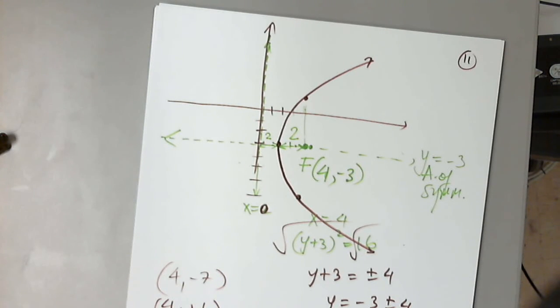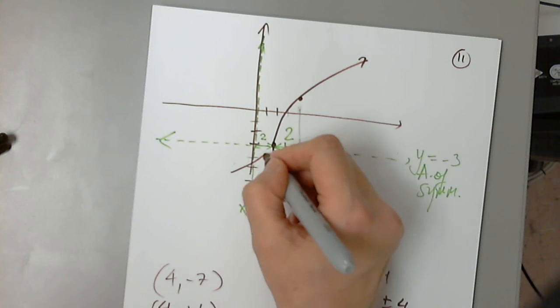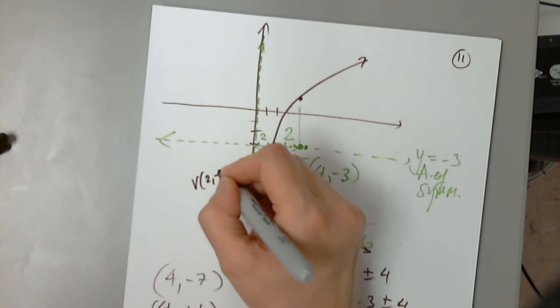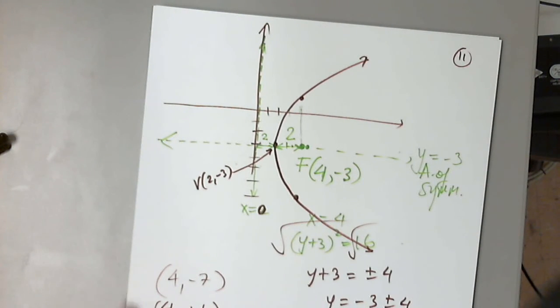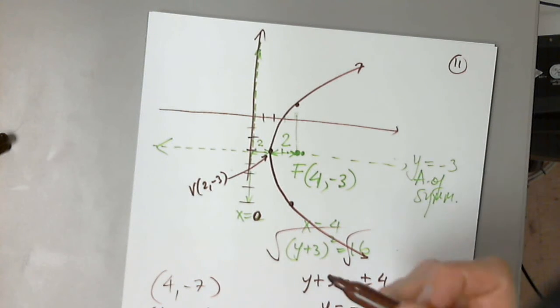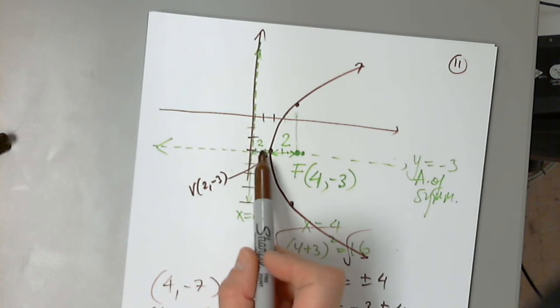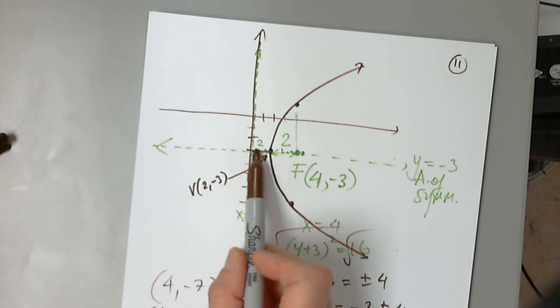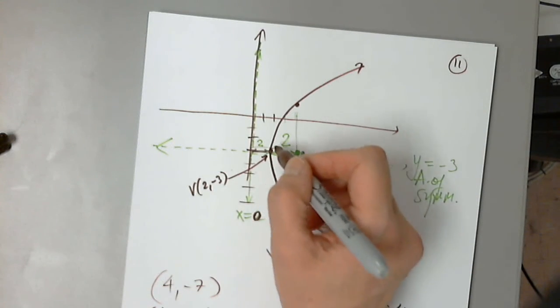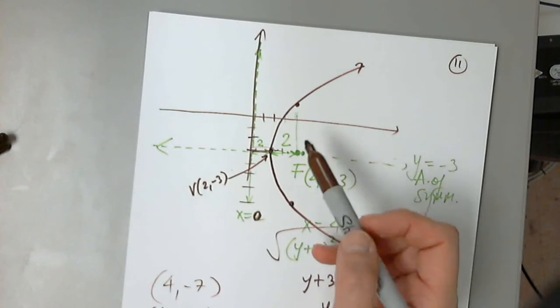And the vertex was 2, comma negative 3. Well, since you have to add P to the vertex, and then you have to subtract P from the vertex in order to get the 2 points. No, it's because we had P which was 2. So if this is 2 units, so see.